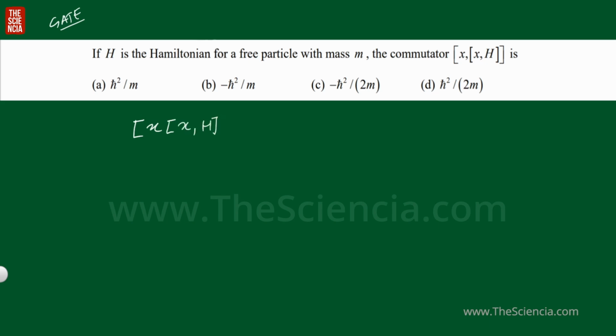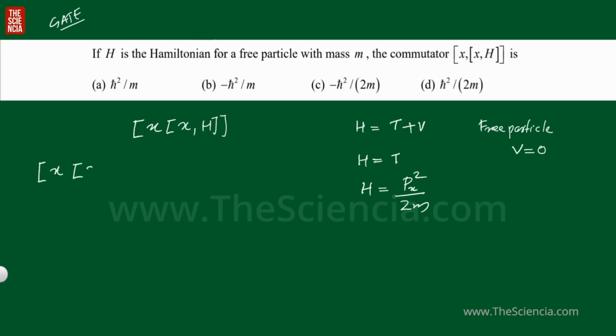[x, H]. Here you know the Hamiltonian of a free particle. See, you know Hamiltonian is generally the total energy, that is kinetic energy plus potential energy. Here they mentioned the particle is a free particle. If the particle is free, the potential energy will be equal to 0. So Hamiltonian is only kinetic energy. We know the kinetic energy of a particle is equal to p²/2m. And here only one variable is given, that is x variable. So it will definitely be px²/2m. So we can rewrite this equation as H is now px²/2m.